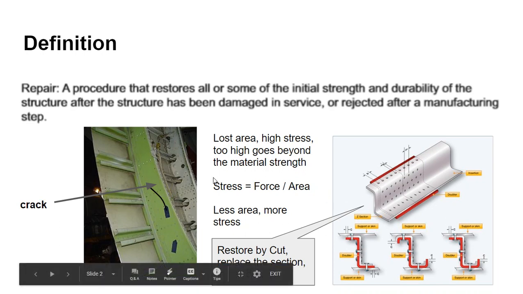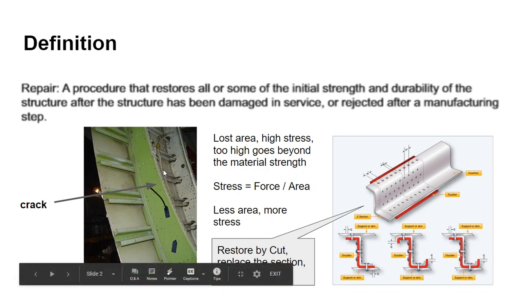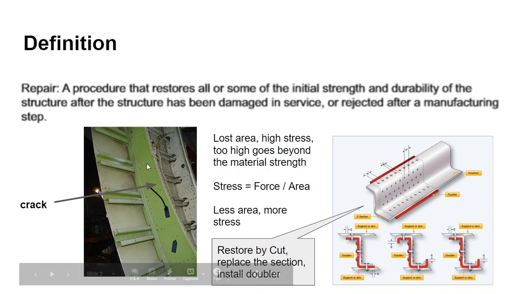So what you need to do, you have to restore the damage by cutting off the section and splicing a new section, and you put a doubler and fasteners for the new section and the existing section. So this effort is basically removing the damaged part, reinstalling a section of good part and splicing them together so that the force will go through and it will restore the strength of the structure.